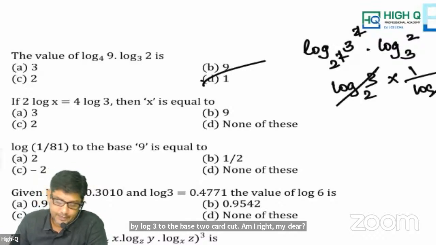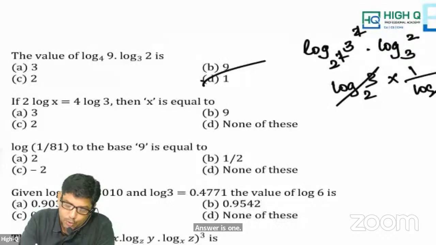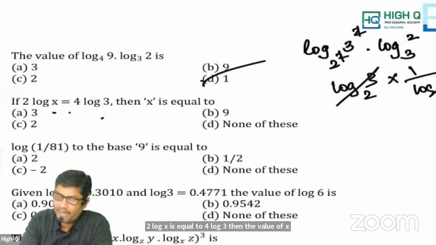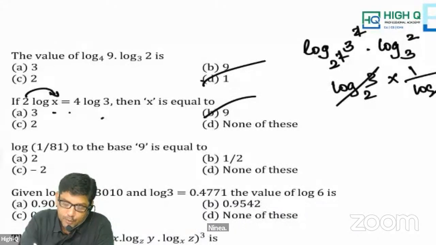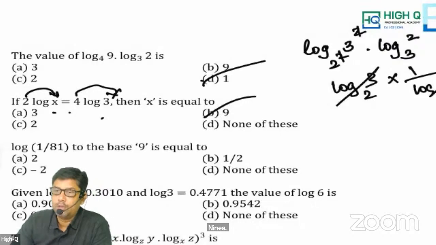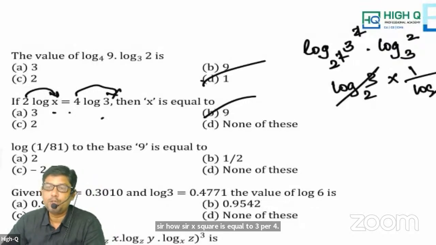Correct. Next. 2 log x is equal to 4 log 3. Then the value of x is equal to 9. Sir, how, sir? x square is equal to 3 power 4. So x is equal to 3 power 2, which is 9.